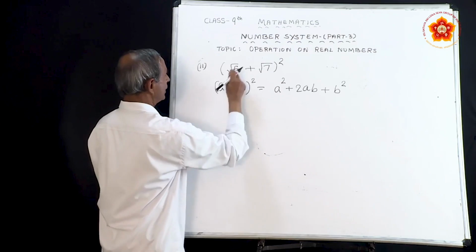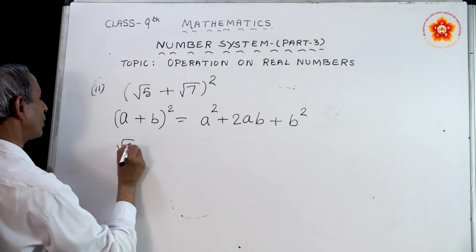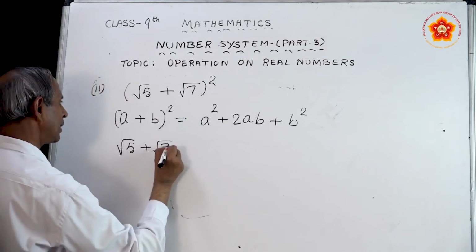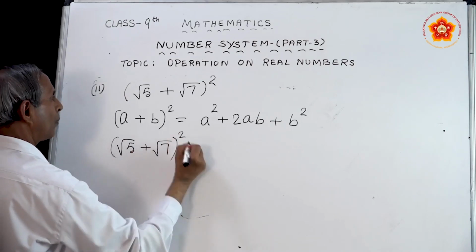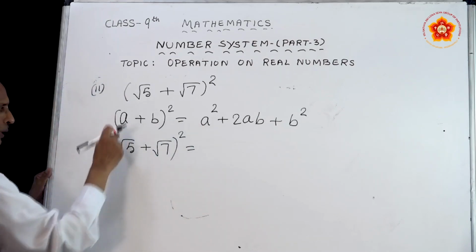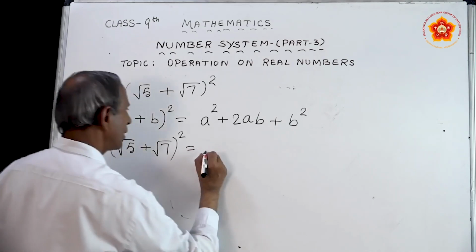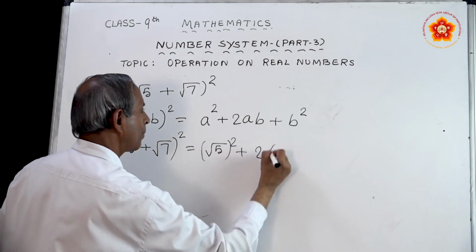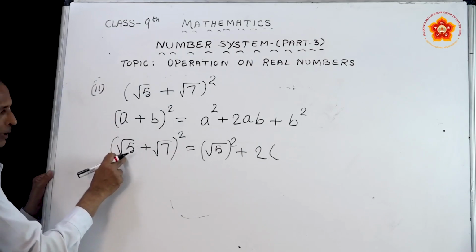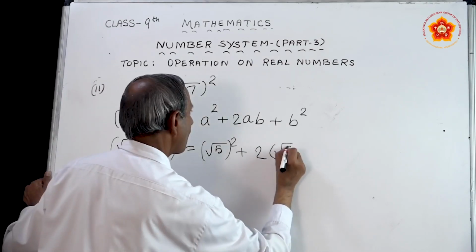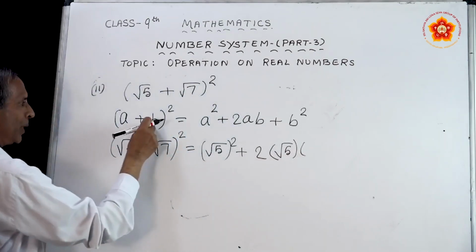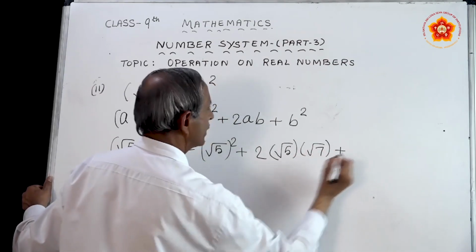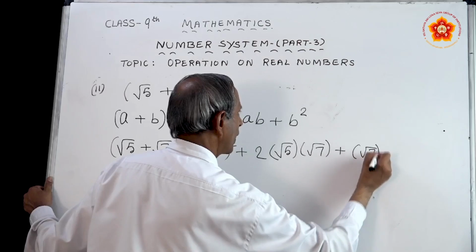Here, instead of a, root 5 is there, and instead of b, root 7 is there. Wherever a is there, we have to substitute its value, root 5. So root 5 whole square plus 2 multiplied by root 5, and instead of b, root 7, plus root 7 whole square.